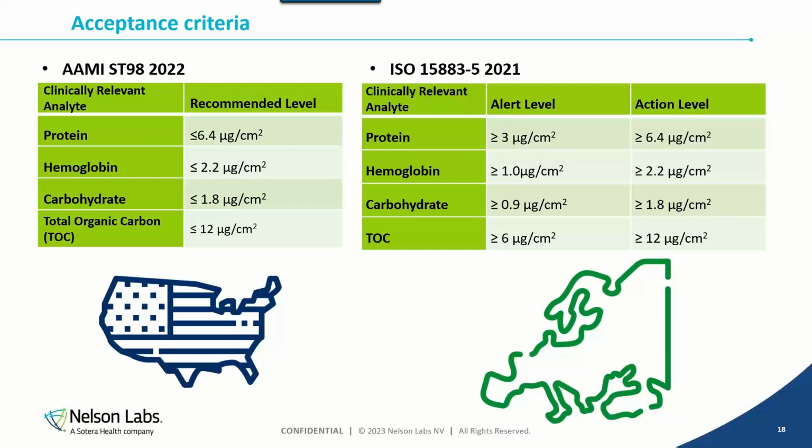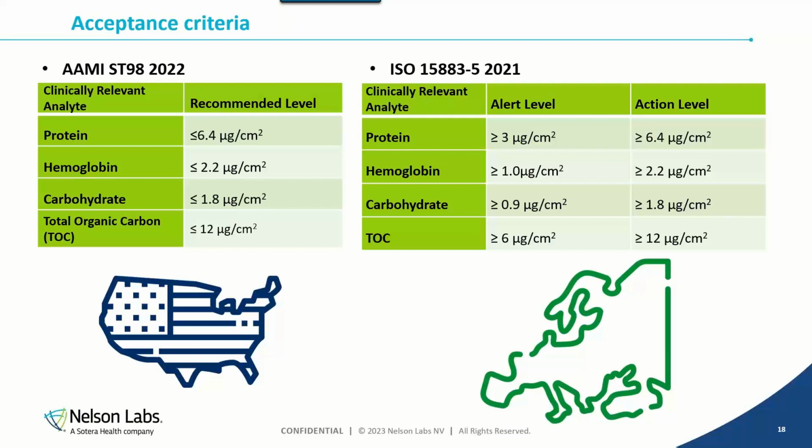But because it's really the only thing that we have, a lot of people refer to it for cleaning as well. Now, luckily, the action levels of both of these standards are the same. So for protein, for example, for both of them, the maximum amount that you can get is 6.4 micrograms per centimeter squared. The only exception here is Germany.